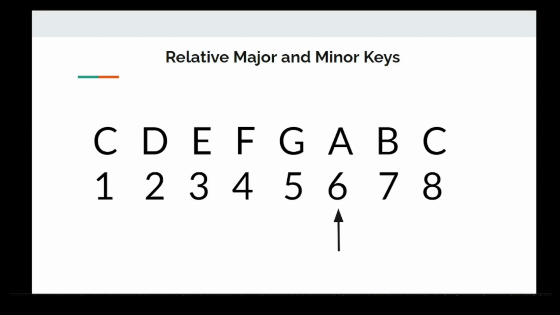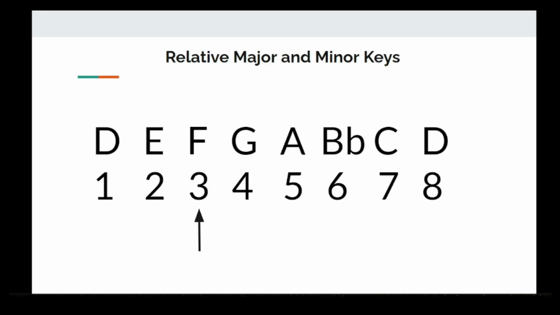When going from major to minor, go to the 6th scale degree of the major key. That pitch will be your relative minor key pitch. For example, in the key of C major, the 6th scale degree would be the pitch A. So, the relative minor of C major would be A minor.